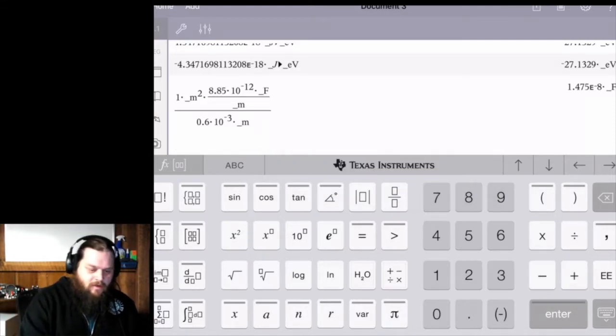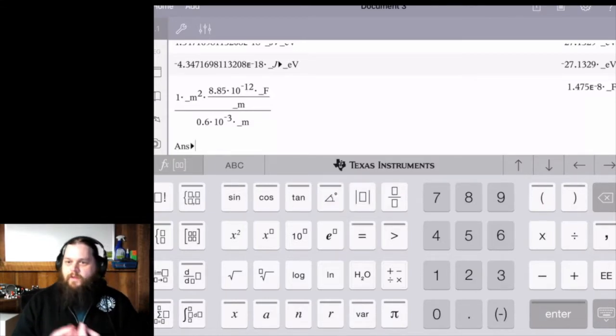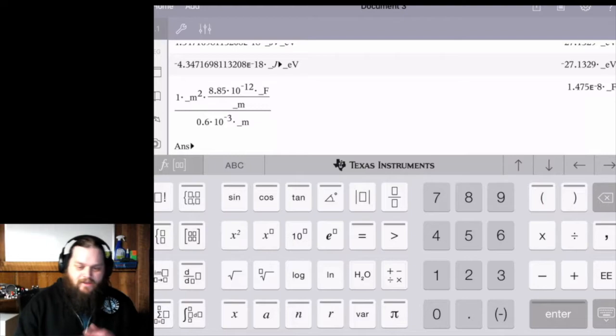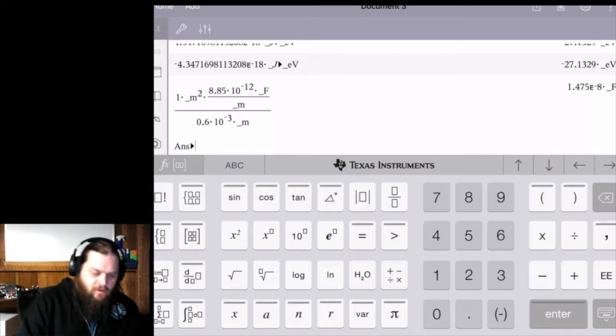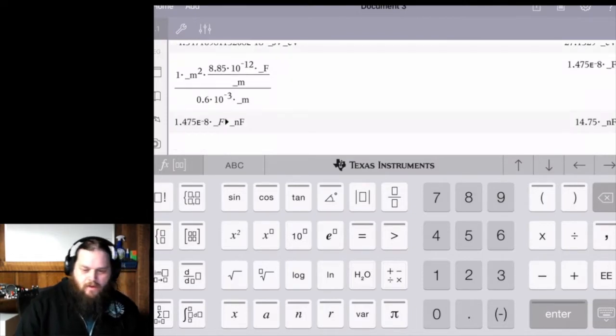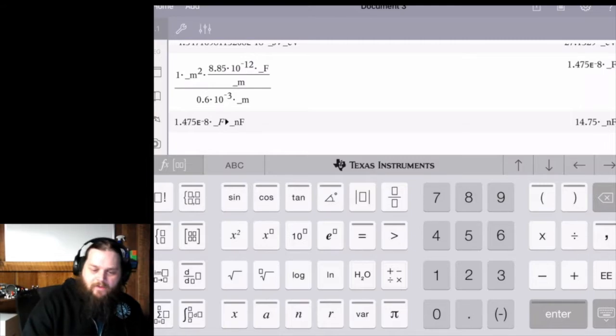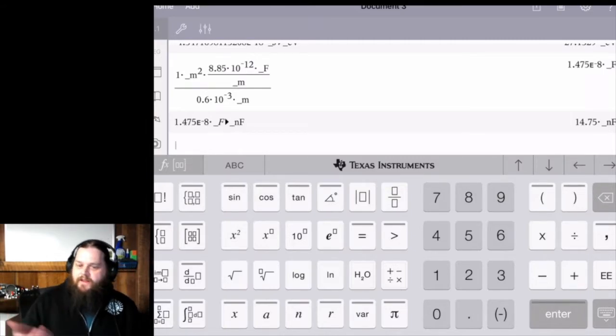Which, if we were to convert that, because as you notice, in farads it's a really small number. Capacitance is usually in the nanofarad, microfarad range. So we can actually convert that to nanofarad and see it's 14.75 nanofarad, which nano is just times 10 to the negative 9. So we just move that decimal place over so we can just use nanofarad instead.